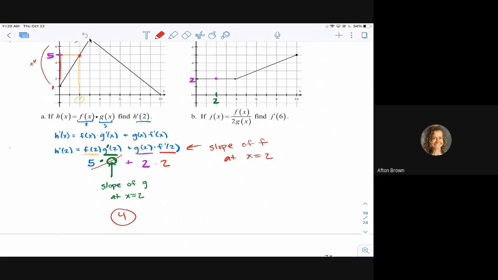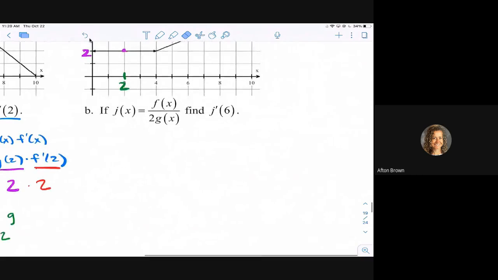What rule are they testing you on in B? Quotient. Because of that 2 on the bottom, I see a lot of mistakes there. So let's just do the setup and then you guys finish it off. So on this one, J prime, quotient rule, I'll write it out: bottom times the derivative of the top minus the top times the derivative of the bottom, all over the bottom squared.